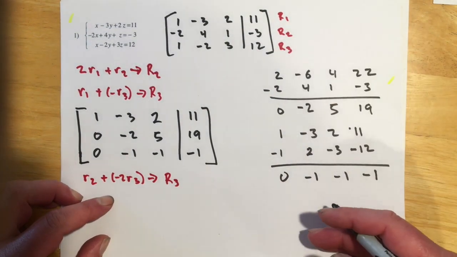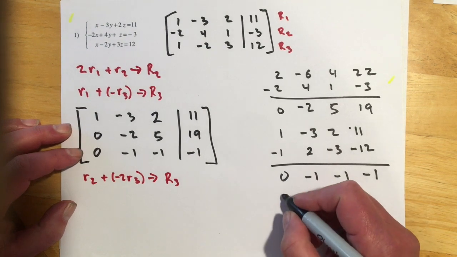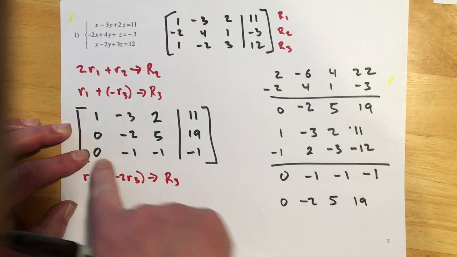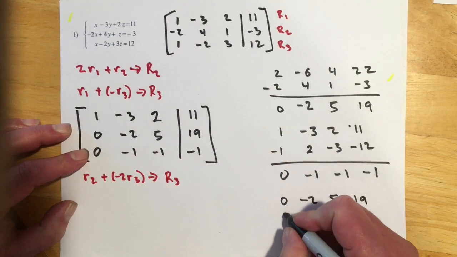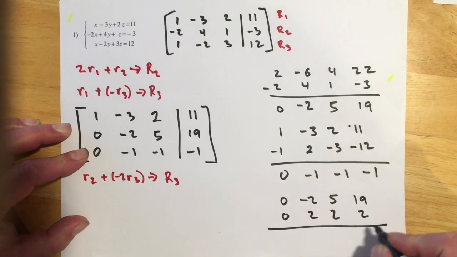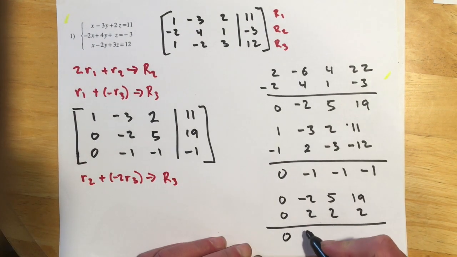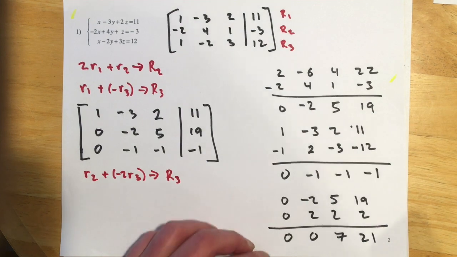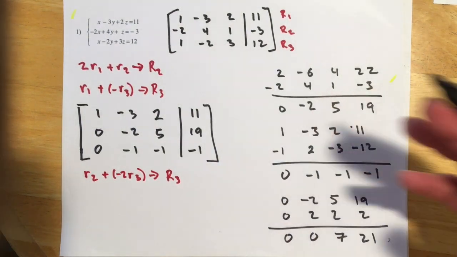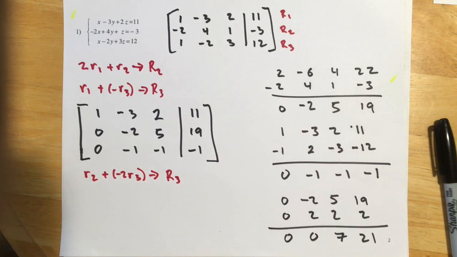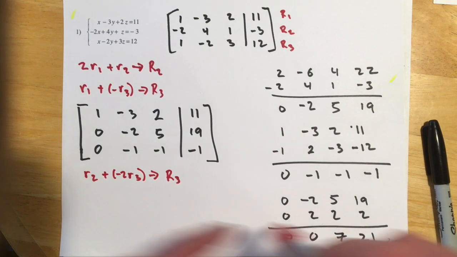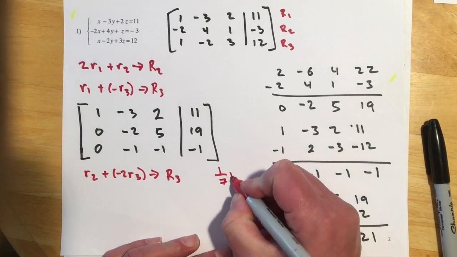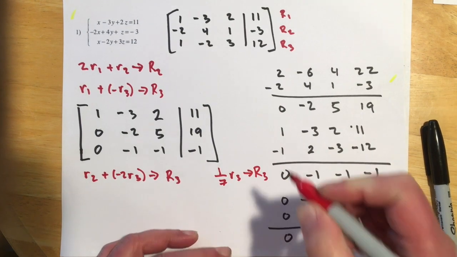So again, all this over here is just scratch work to show this. Row 2 is 0, negative 2, 5, 19, and then negative 2 times this, so it'll just be 2, 2, 2. And so from there I got 0, 0, 7, and 21. And because I don't have a ton of space, I'm going to go ahead and do an operation on this before I put it back in. That operation is 1/7 of row 3 makes the new row 3.